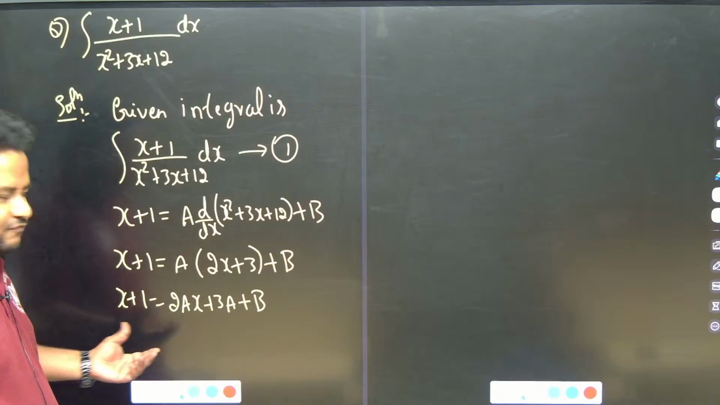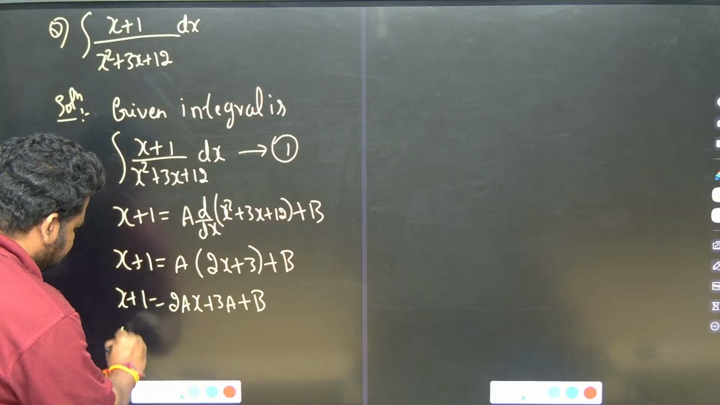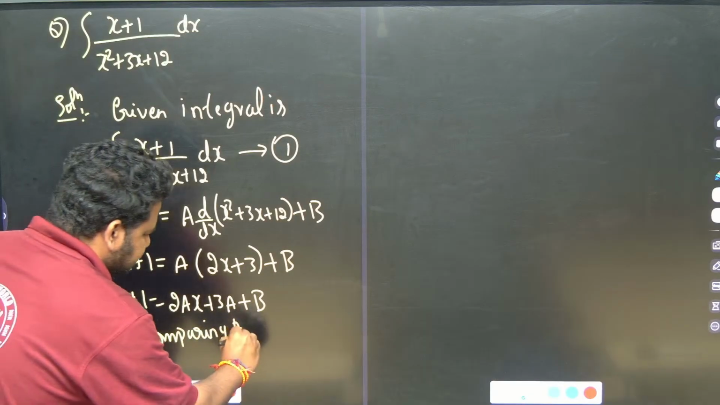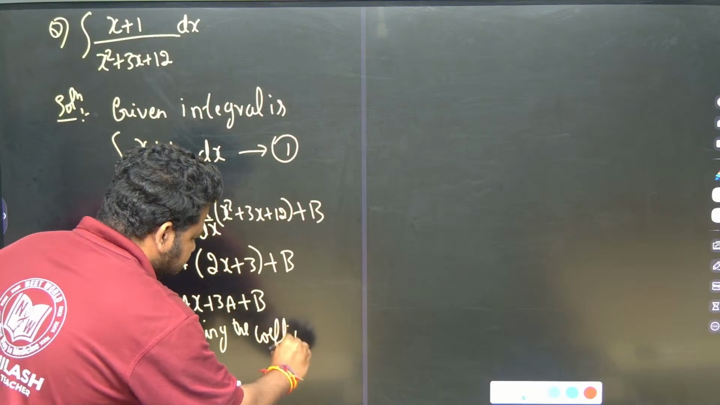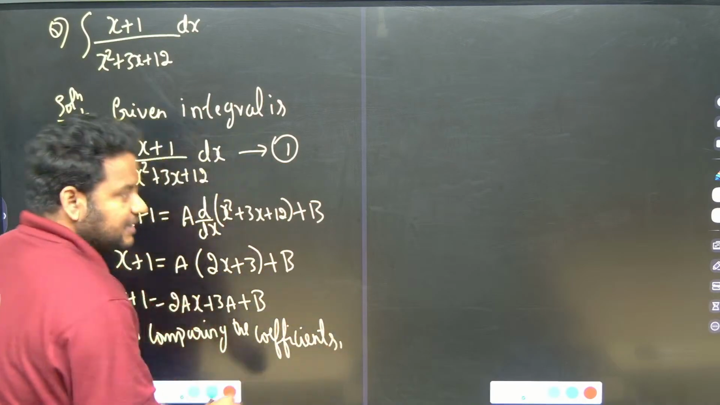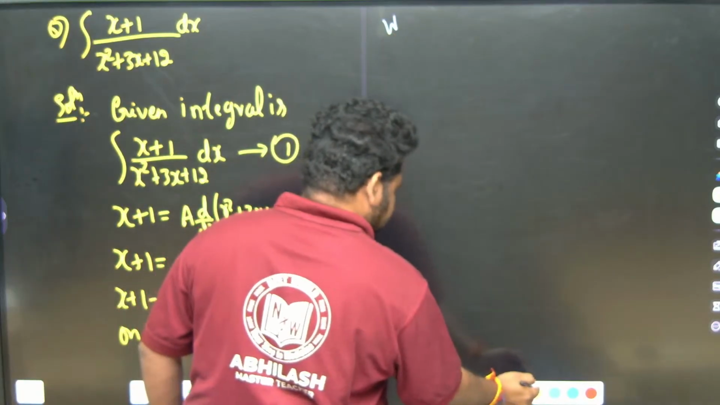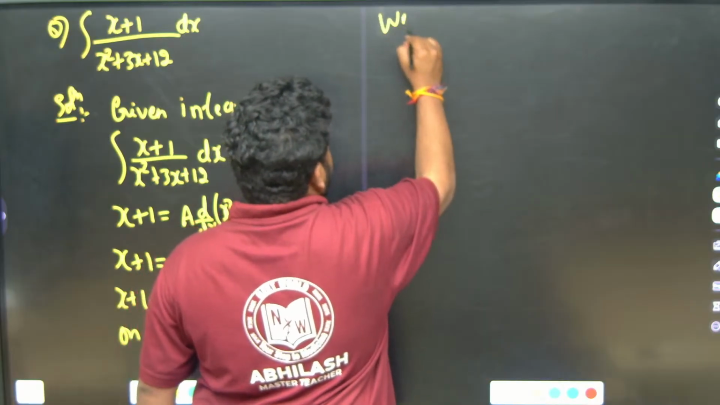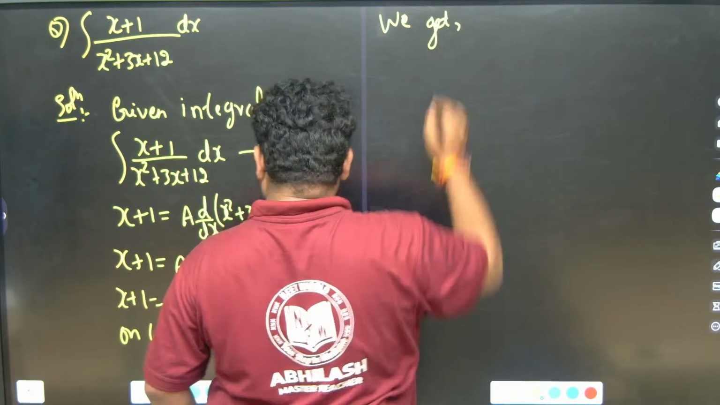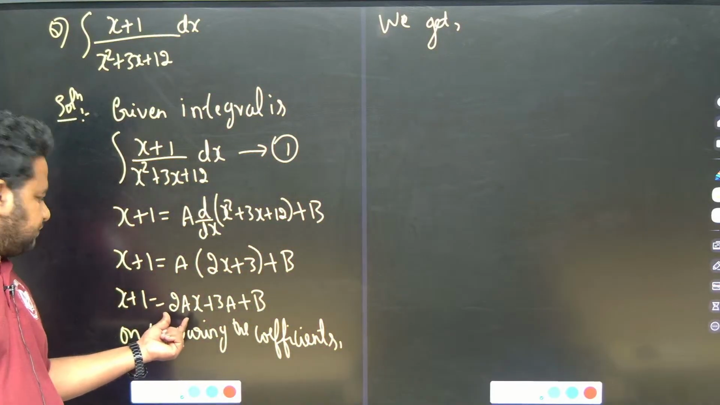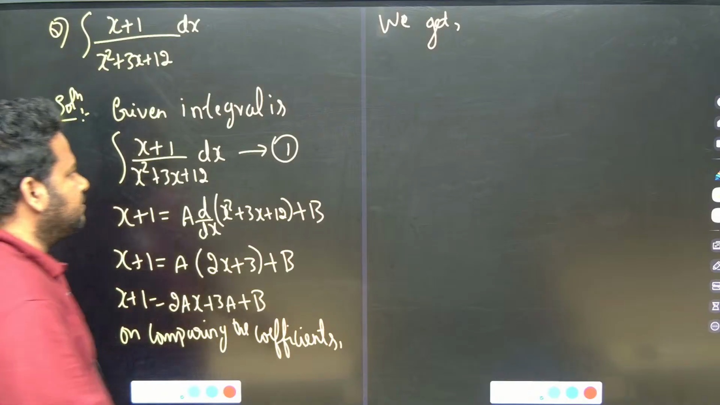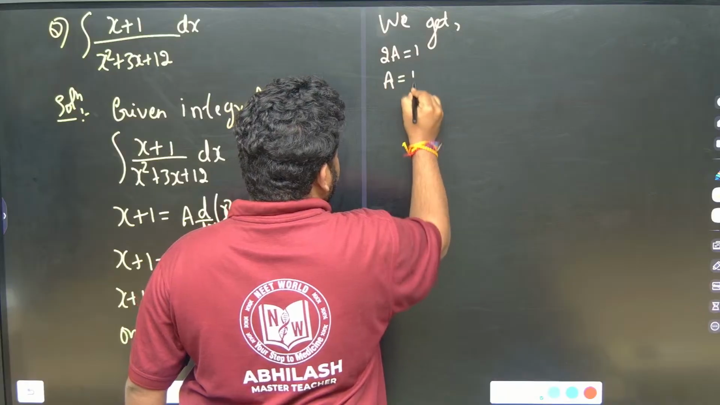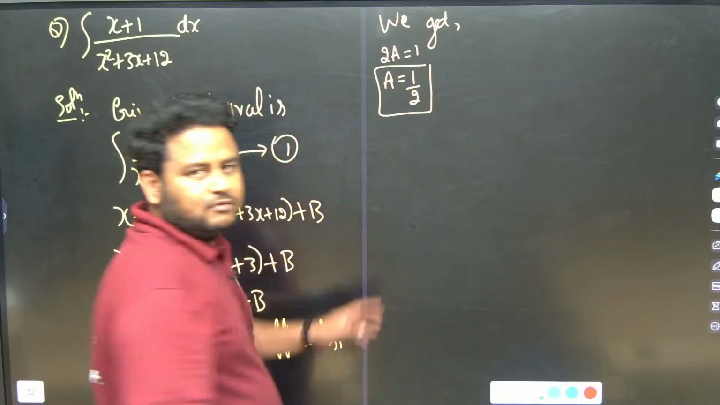Now what we can do, friends? We can compare the coefficients. On comparing the coefficients, we get, see here, observe carefully. Coefficient of x is 2a here, and the coefficient of x is 1. So 2a will be equal to 1. That means a will be equal to 1 by 2. Therefore a is 1 by 2. We got the value of a.